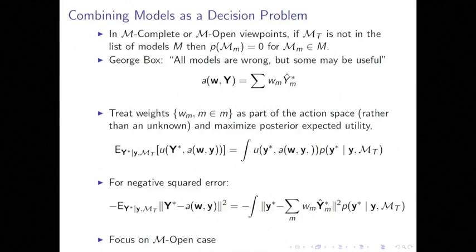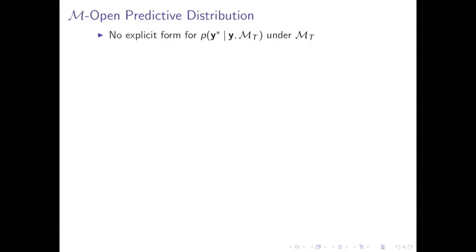Okay. So I'm going to focus on the M-open case because that's probably closer to reality, that we really don't have a good specification or handle on the true model. Okay. So the problem there is that we don't have an explicit form for the predictive distribution under that true model in that case. Remember, the M-open was the case where we just didn't have the expertise or time to actually get our hands on the true data generating process.